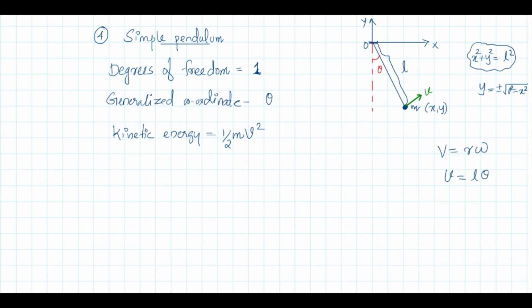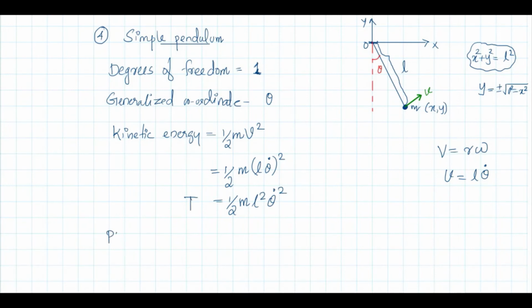Omega is theta dot. The angle is theta, and this theta is varying with respect to time, so theta dot is the angular velocity. So you have to substitute V as L theta dot. So V square becomes L square theta dot square. So this is half m L square theta dot square. This is kinetic energy T.